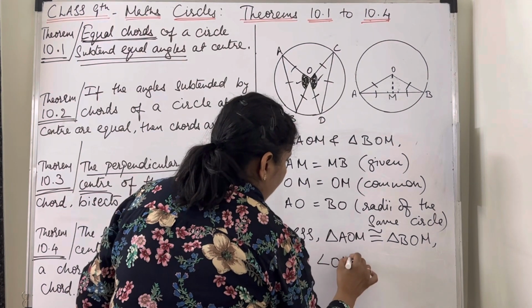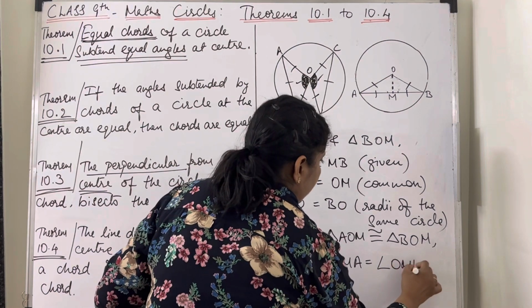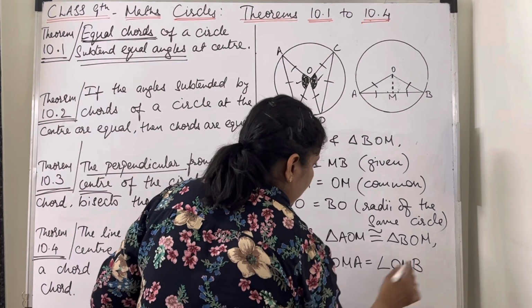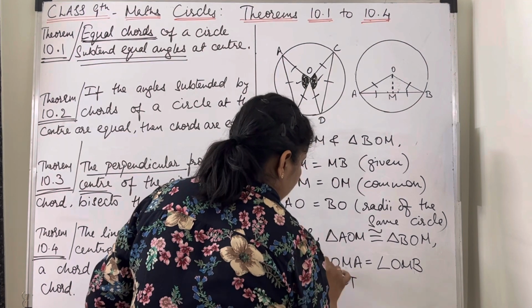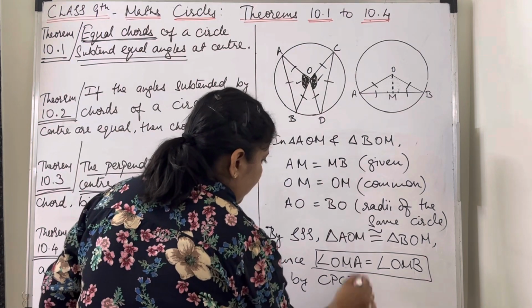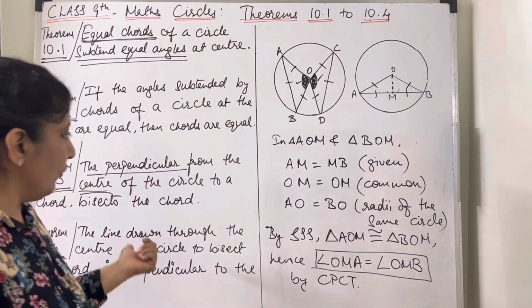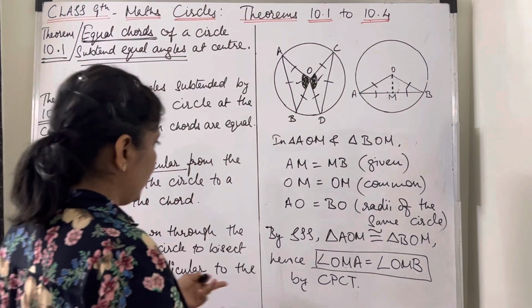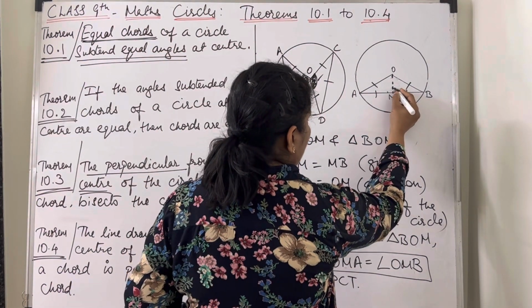angle OMA is equal to angle OMB by CPCT. So this is what was required to be proved. So these two are similar angles, so both are the same.